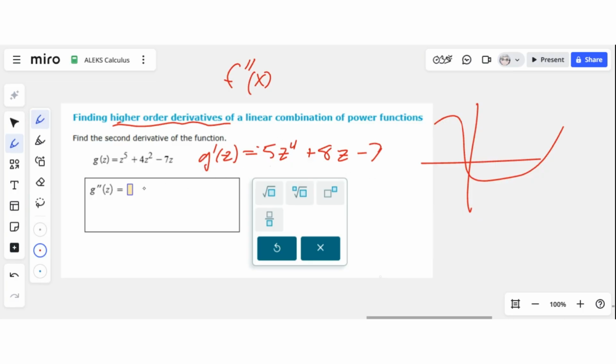So 5 times 4 would be 20, and that'd be z to the third, and then this would be 8, and that's it. One of the nice things about taking higher order derivatives is that they actually get simpler the longer you go. The powers decrease and the number of terms tend to drop away. So we ended up with 2 terms when we started with 3.